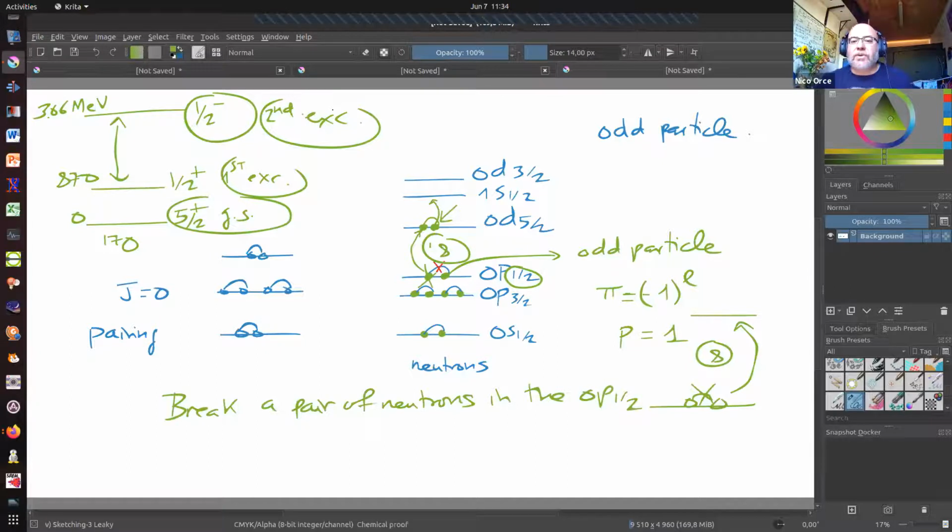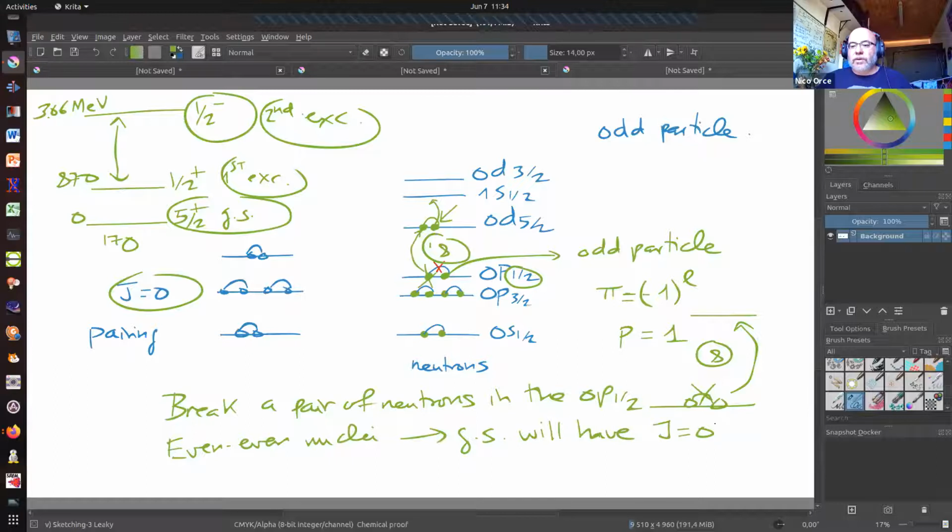As you can see, we have just drawn these guys, we just add them together. If they pair, we know that they add to J equals 0. And that's why any even nucleus will have a ground state of J equals 0. So even nuclei, the ground state will have J equals 0 plus, right? Because all these fellows are coupled with each other, right?